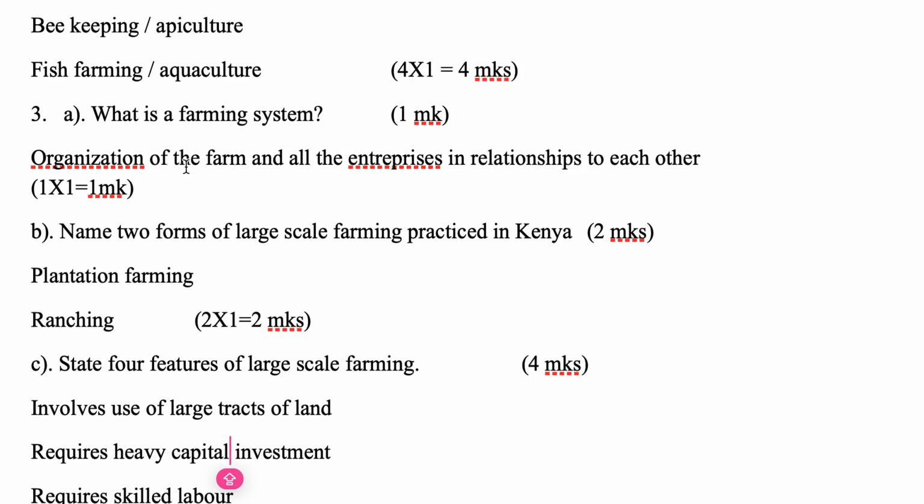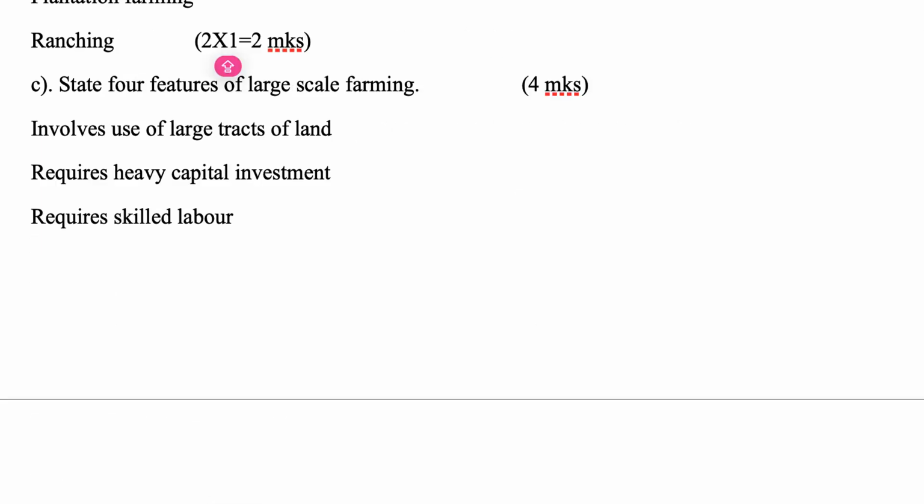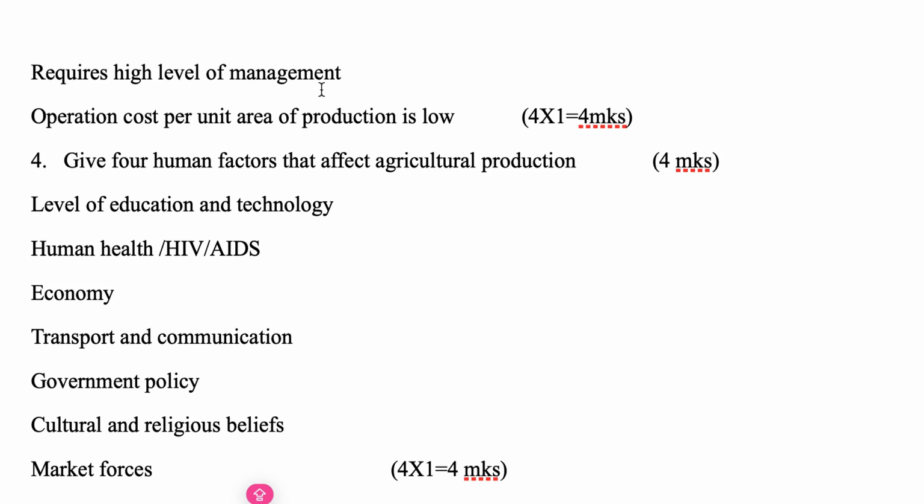Question 3B. Name 2 forms of large-scale farming practiced in Kenya. Plantation farming and ranching. Question 3C. State 4 features of large-scale farming. Involves use of large tracts of land, requires heavy capital investment, requires skilled labor. Requires high level of management. Operation cost per unit area of production is low.